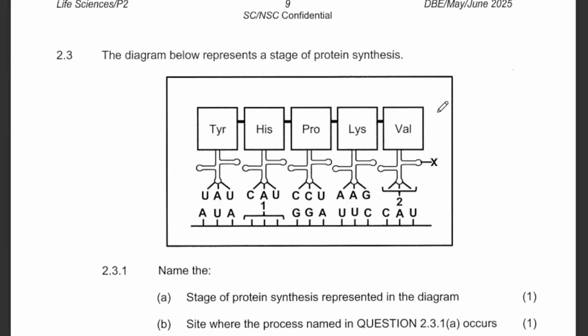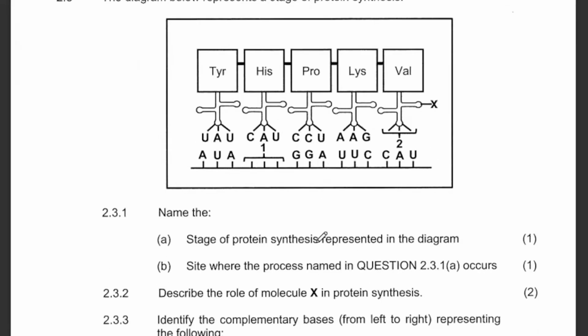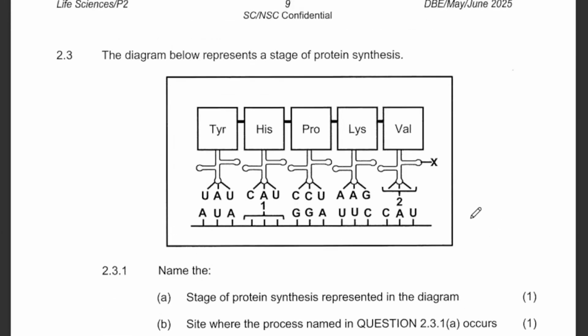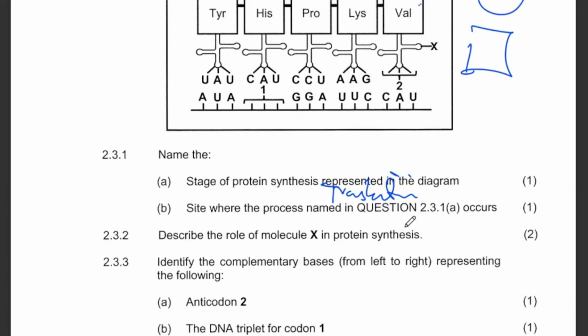Question 2.3. The diagram below represents a stage of protein synthesis. Name the stage of protein synthesis in diagram 1. In the diagram, you see these boxes. Remember, I said that amino acids are either circles or boxes. They brought them as boxes. So, state the process. We say this is translation. Name the stage of protein synthesis: translation.